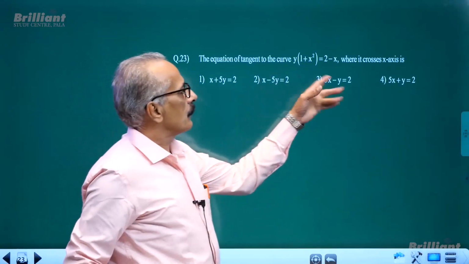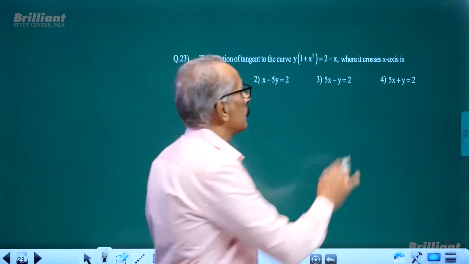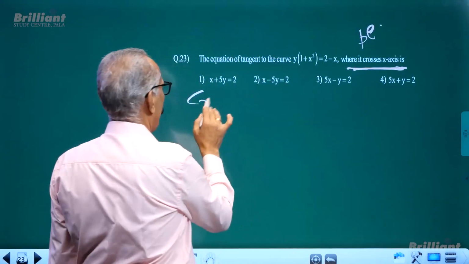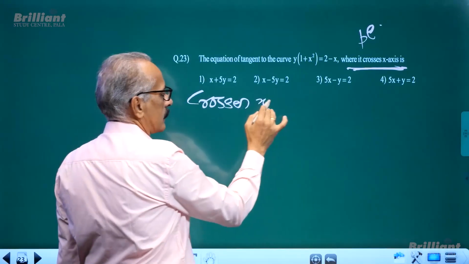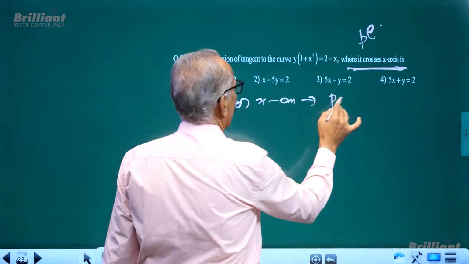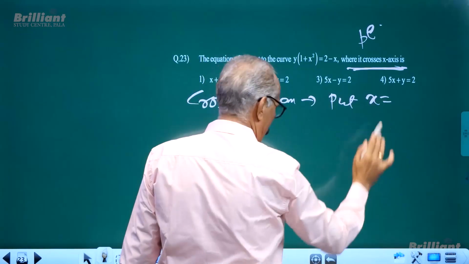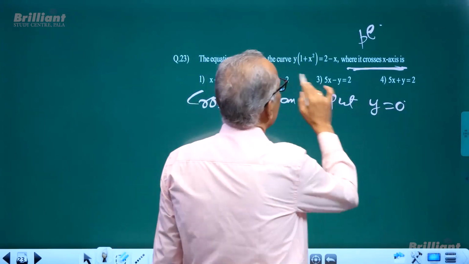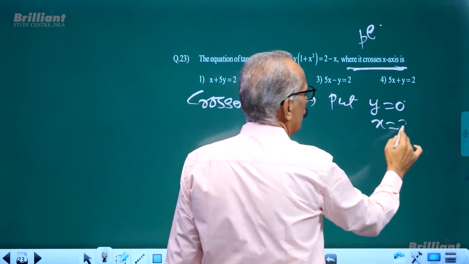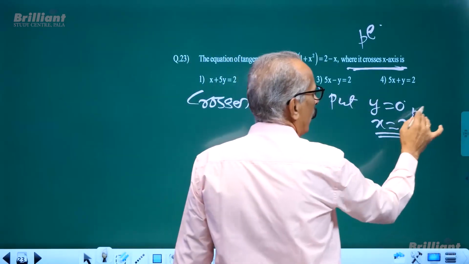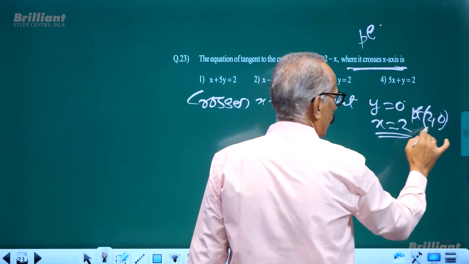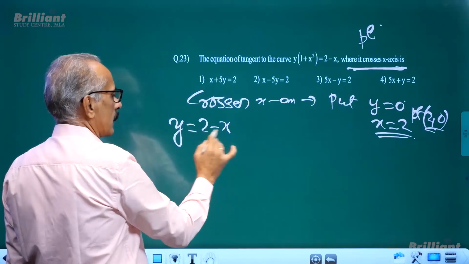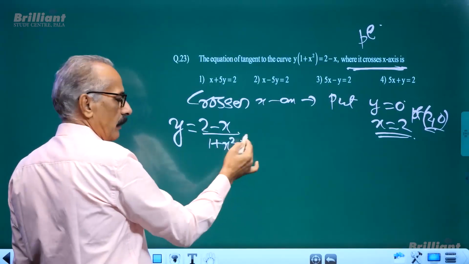Equation of the tangent to the curve, you know, where it crosses, that's the point. Crosses the x-axis means put your y equal to 0. Y equal to 0 means your x is equal to 2. Therefore, the point here we calculate is (2, 0). That's x1, y1. Now, what's the curve? The curve is y is equal to (2 minus x) divided by (1 plus x square).